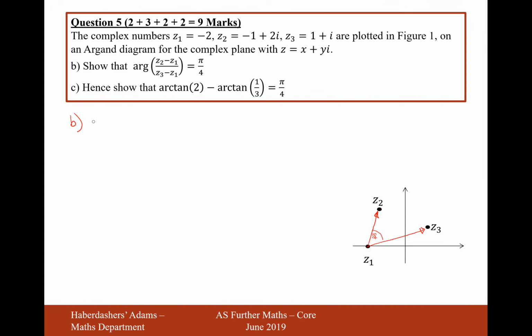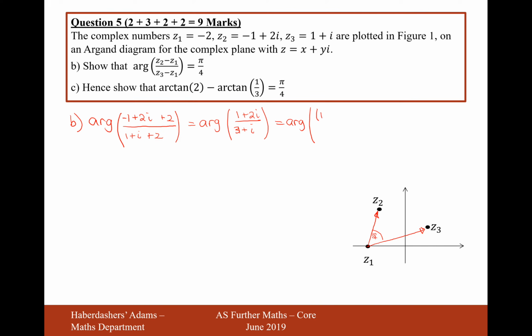Okay, then let's just do the maths on it. So we're going to be doing the argument of z2, which is minus 1 plus 2i, minus z1, that would be minus 2, so plus 2, over z3, which is 1 plus i, plus 2 again. So that's going to equal the argument of 1 plus 2i over 3 plus i. Let's times top and bottom by the complex conjugate.